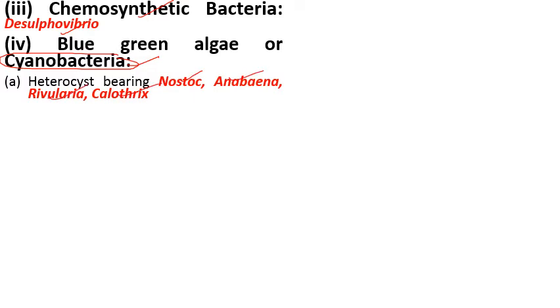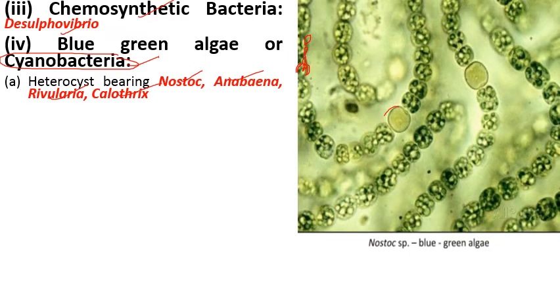As we have already discussed, Nostoc एक blue-green algae है और इसमें कुछ cells होते हैं बीच में which are thick-walled cells, और ये जो thick-walled cells होते हैं इन्हें कहते हैं heterocyst, and they are involved in fixation of nitrogen because they contain enzyme nitrogenase. So this structure, this is Nostoc, और ये जो thick-walled cells हैं, इन्हें कहते हैं heterocyst, and this is the site of nitrogen fixation in case of blue-green algae.